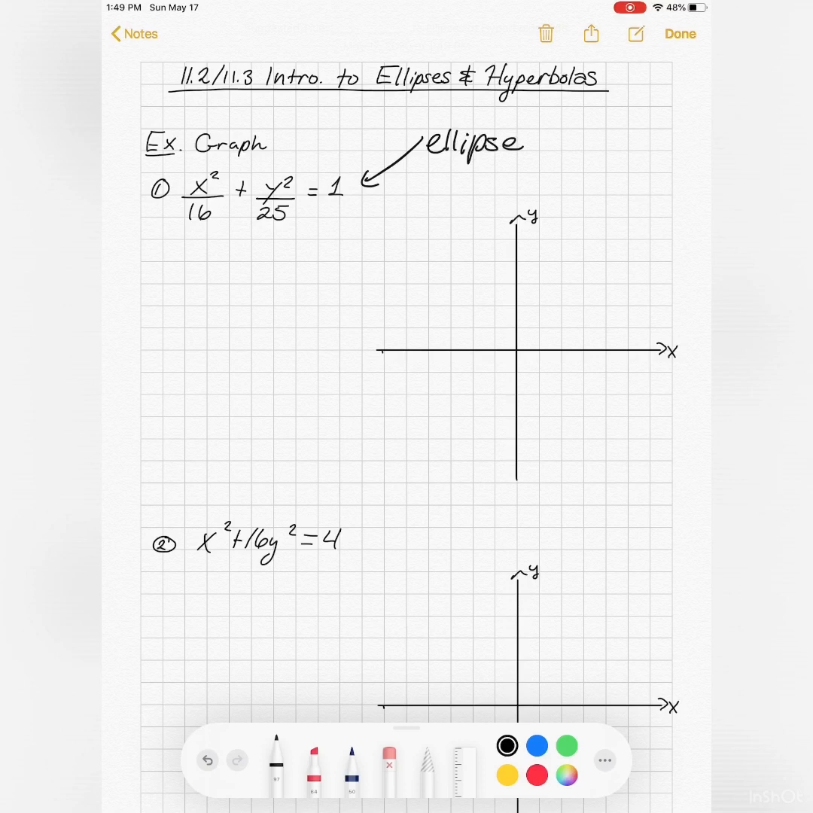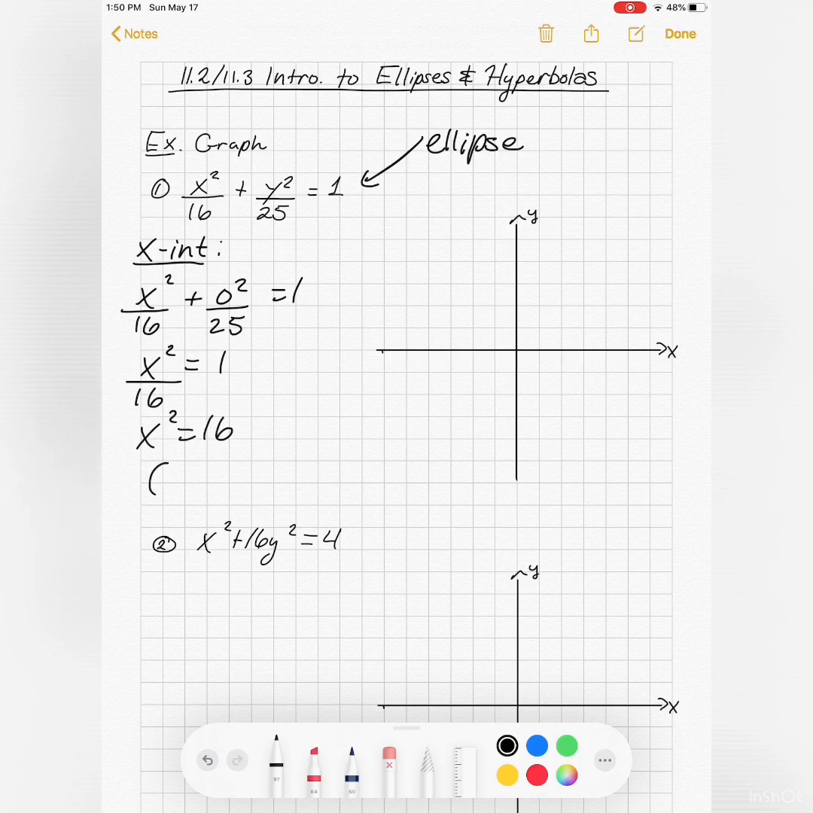Okay, so I have two options. So I could go about it this way. I could say, let me find the x-intercepts by setting y to 0. So those would be plus and minus 4. Then I could find the y-intercepts by setting x to 0. So that just leaves me the second term.